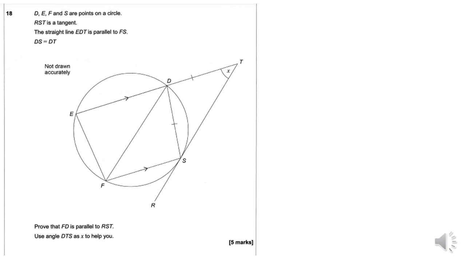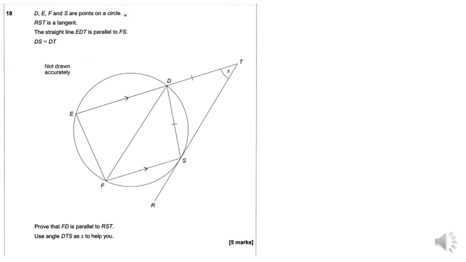But there's a lot of information on here, and I think it's quite a tough question actually to answer. So you really want to pay attention to quite a lot of this. So D, E, F are points on a circle. That means there's a cyclic quadrilateral going on. RST is a tangent. So that means that if there was a radius to it, that would be meeting at 90 degrees, but I'm not sure if we need that or not yet.